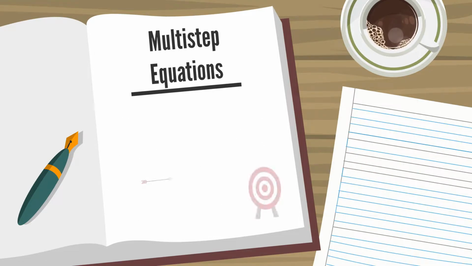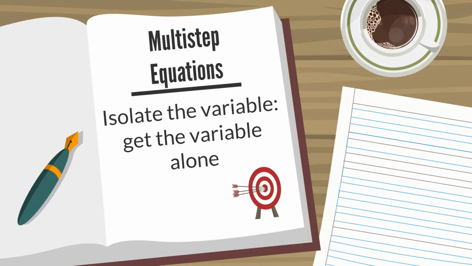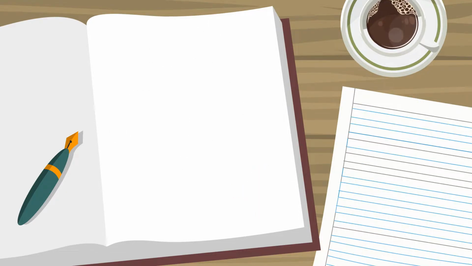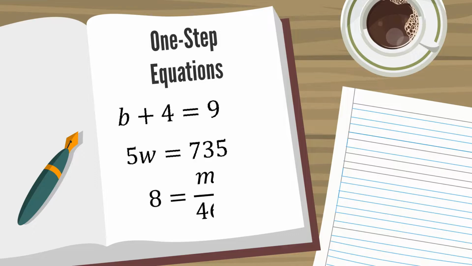The goal of manipulating your equation is to isolate the variable, which means getting the variable alone on one side of the equal sign. We manipulate equations by using algebraic properties of equality. We start with one-step equations when we first learn to solve equations. These equations require one mathematical operation or step to isolate the variable.